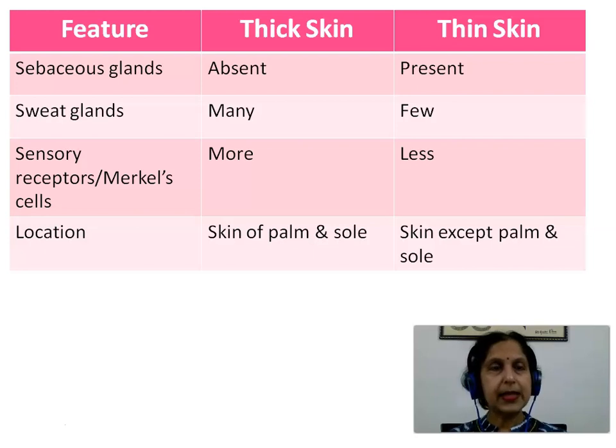Sensory receptors or Merkel cells are more in the thick skin, they are very few or less in the thin skin. Location: thick skin is seen in the skin of palm and sole. Thin skin is seen all over the body surface except the palm and the sole.